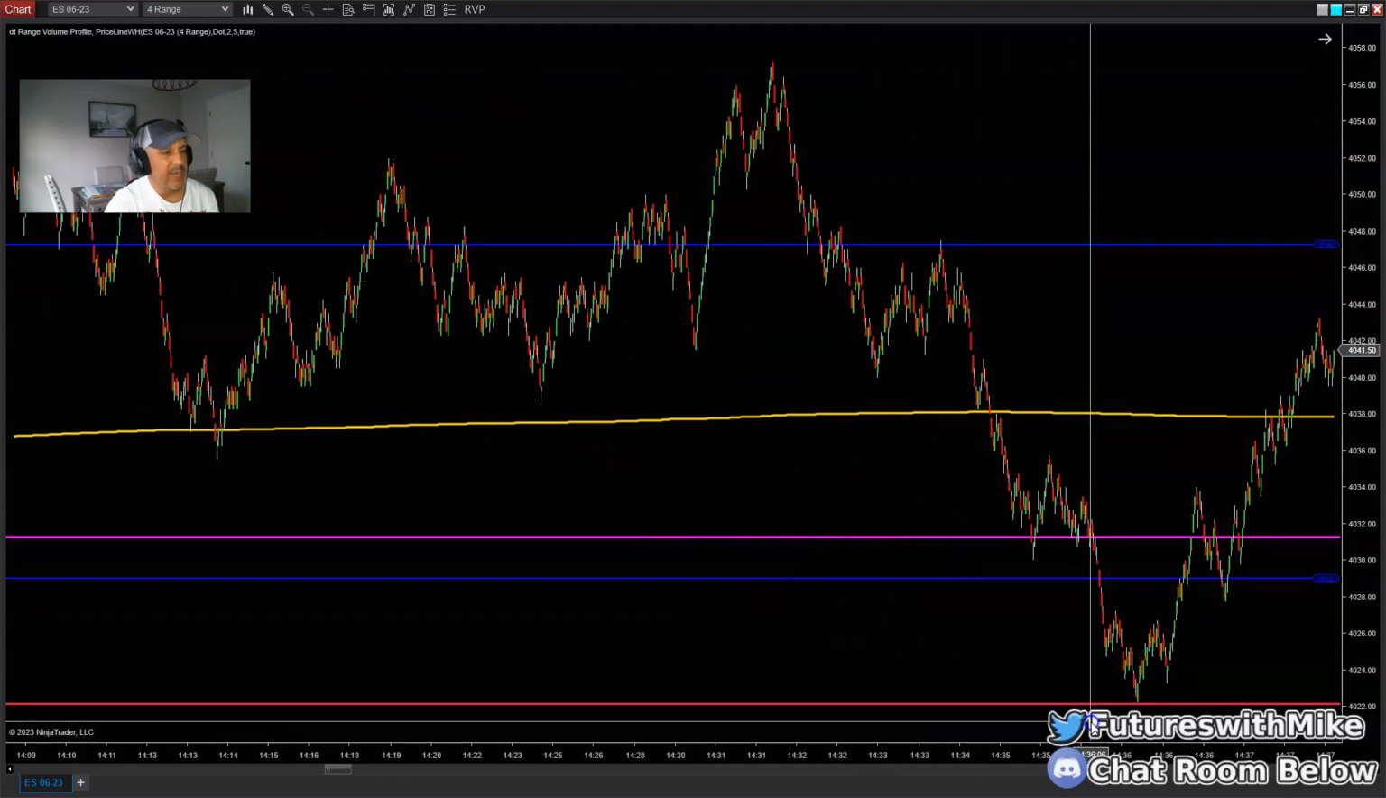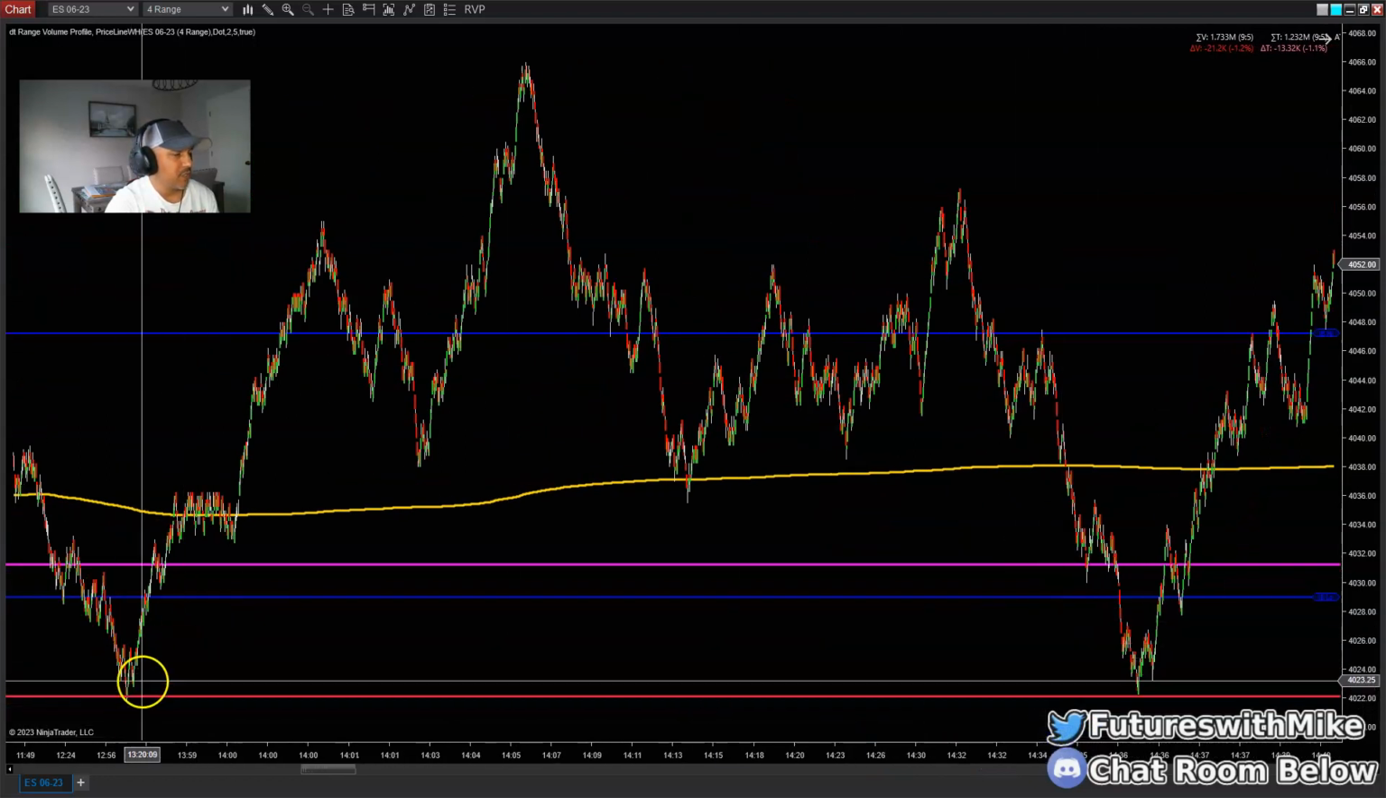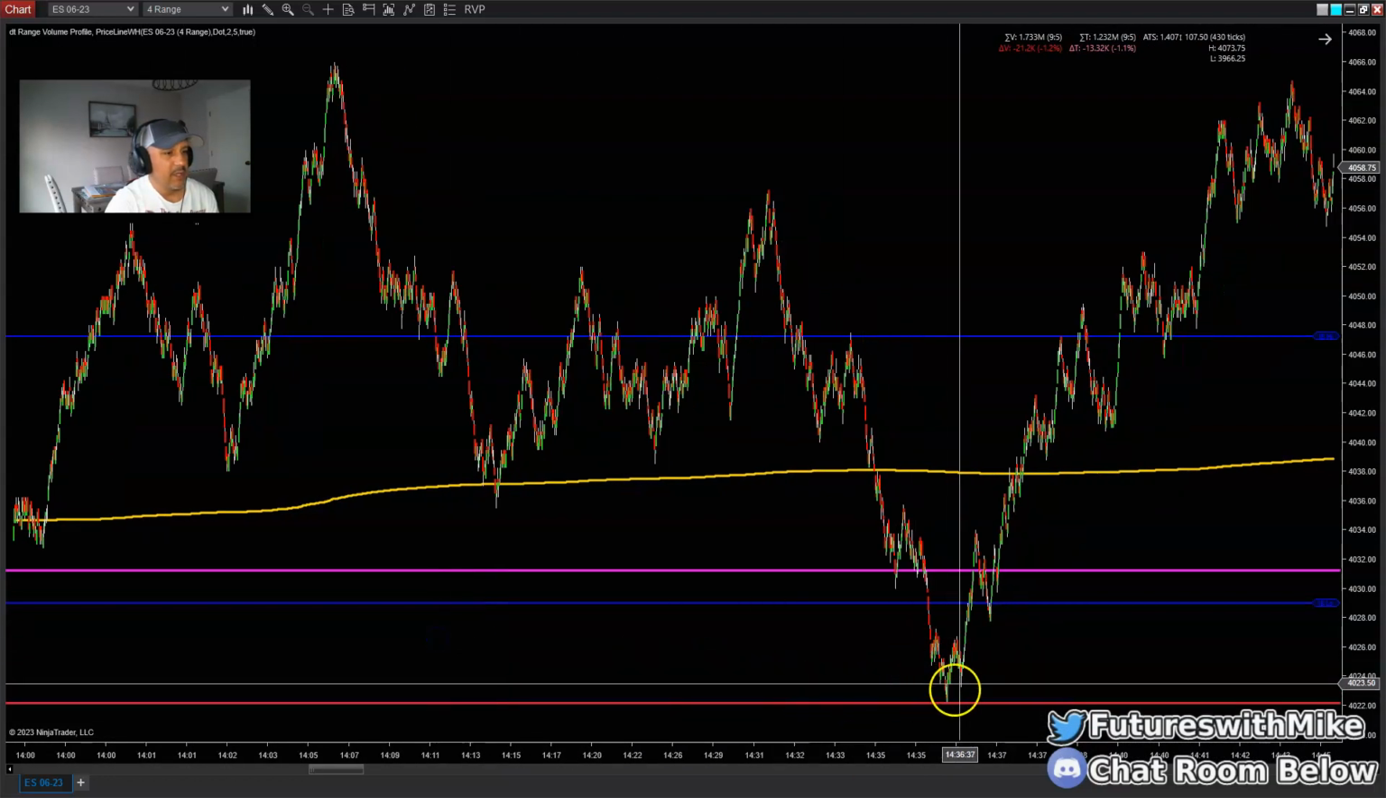And if you look to see what happens here, take a look. Let me show you. This was our demand zone off the 12 range, all right?